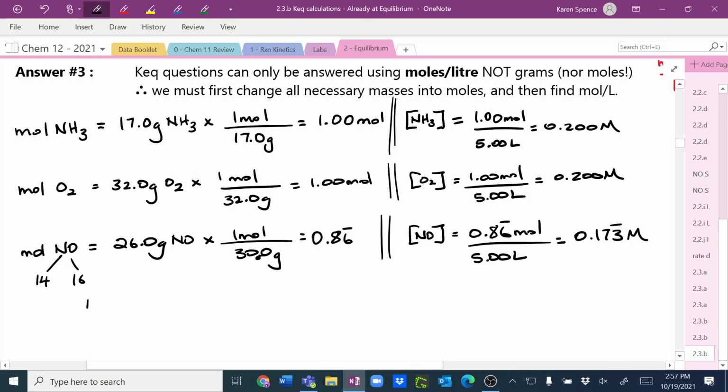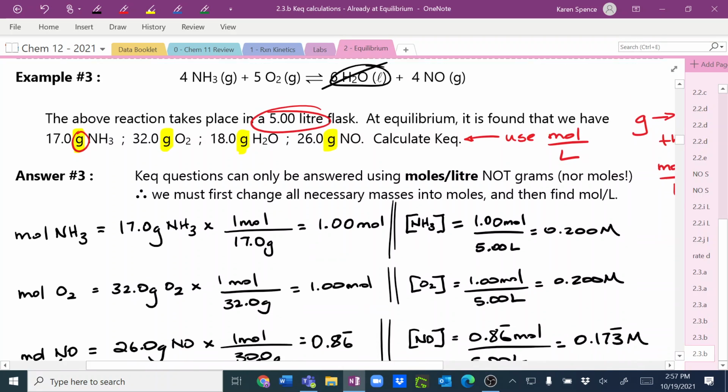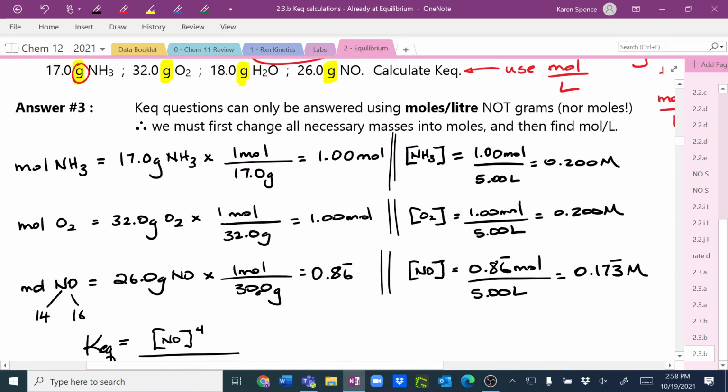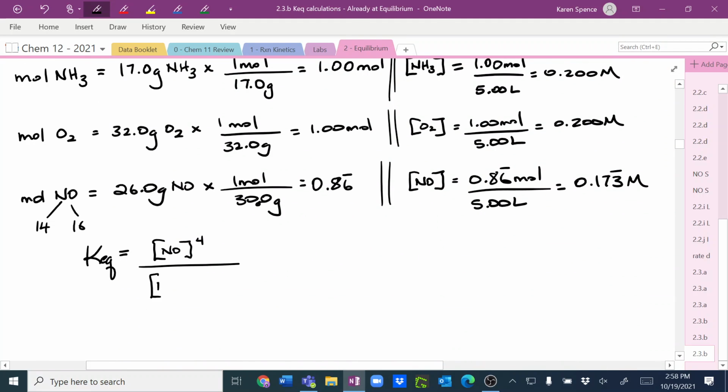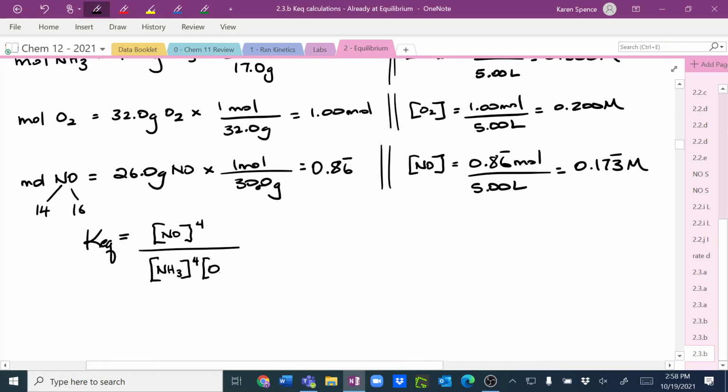Now we write our KEQ expression. KEQ equals, where are we at? Concentration of NO to the power of 4. I'm going to get you guys to try this on your calculator because I want to make sure you know how to do powers of 4 and stuff. Over NH3 to the 4. And what's our last one? O2 to the 5th. Round brackets now for our numbers.